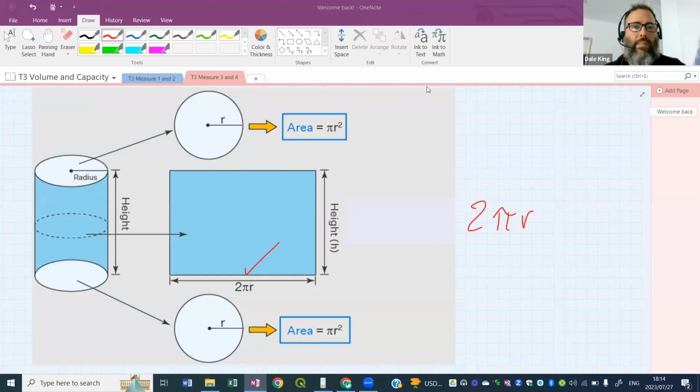Anybody? Yes, Ben, you're on the right track. It's got to do with a circle. So if you look at the dotted line around the can. Tando's there.